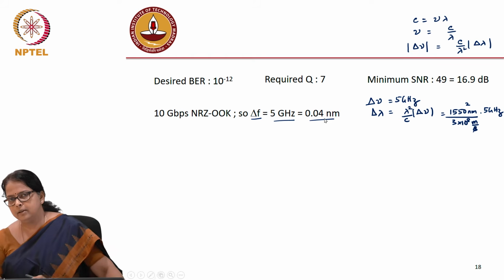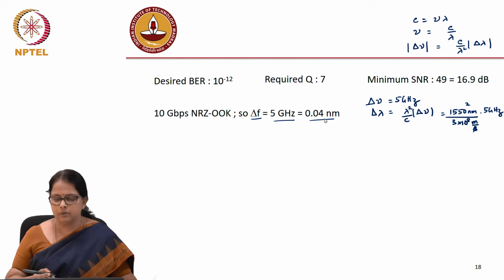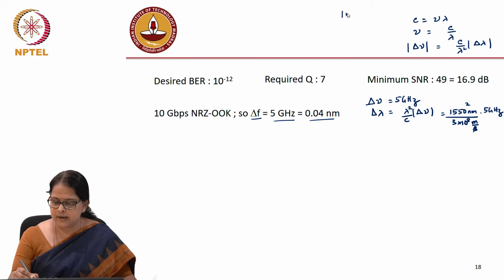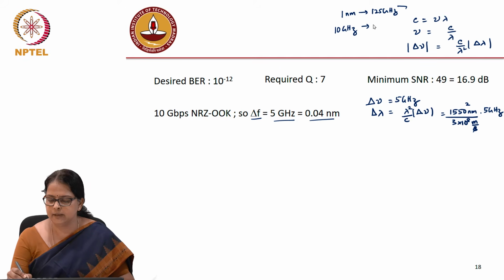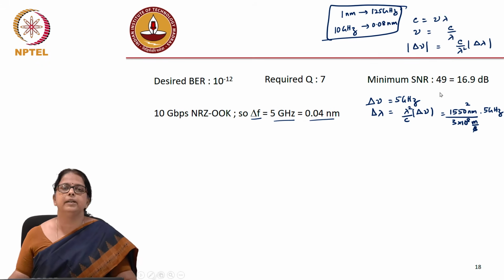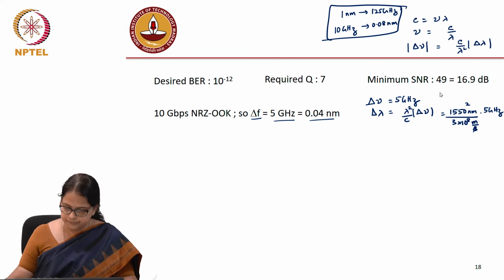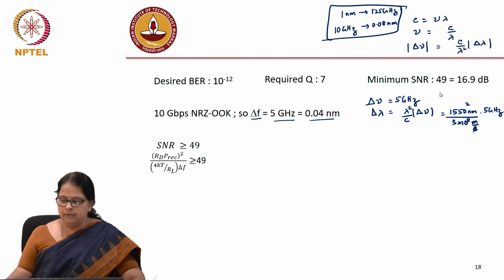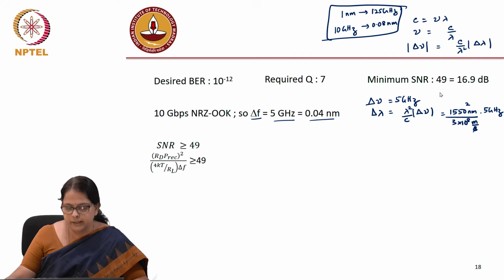A rule of thumb, or rather a number that is good to remember, is that 1 nanometer corresponds to 125 gigahertz. 10 gigahertz is actually 0.08 nanometer. So these are some numbers which will come out correctly if you do it for 1550 nanometer.